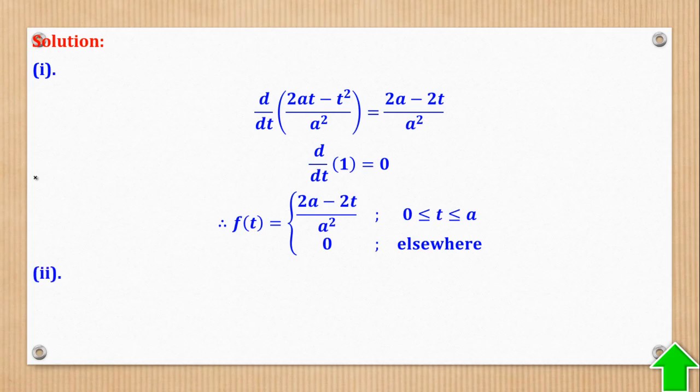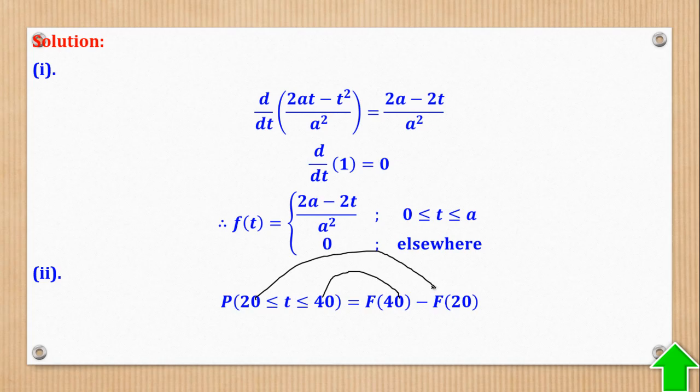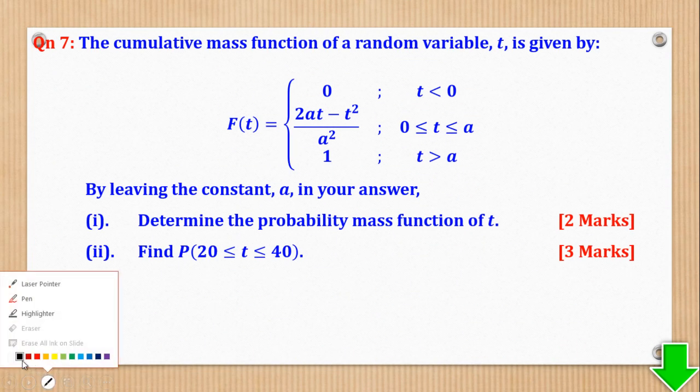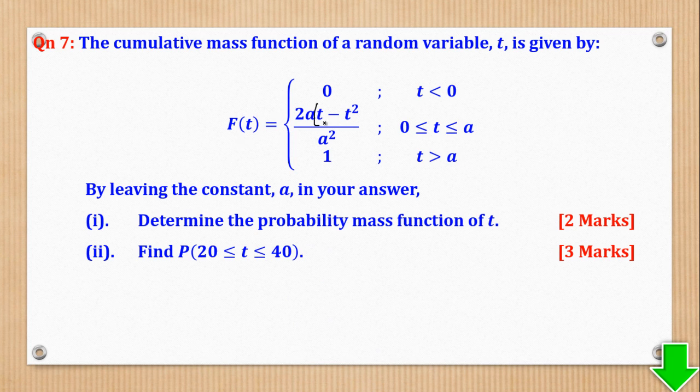Now for Roman 2, they ask for probability of t from 20 up to 40. The good thing, we already have capital F(t), so what we need is to substitute. So we shall get capital F(40) minus capital F(20), and that will be the probability they want. So for capital F(40), it means we go back to our capital F(t) and substitute. Where there is t, you put there 40 to get capital F(40). Then for capital F(20), where there is t, you put there 20.